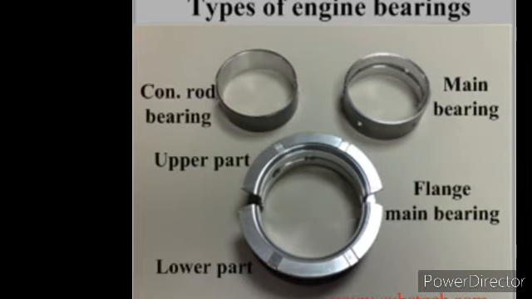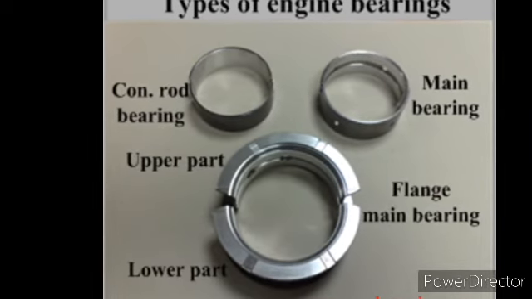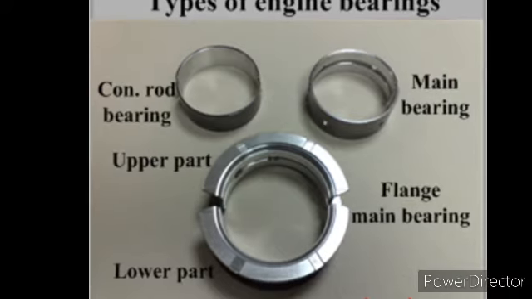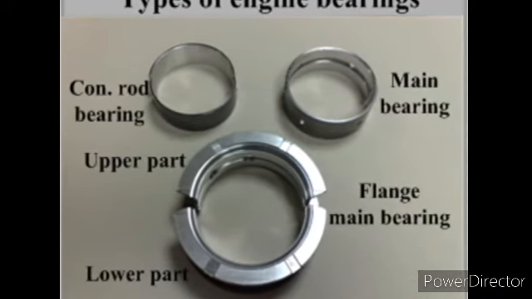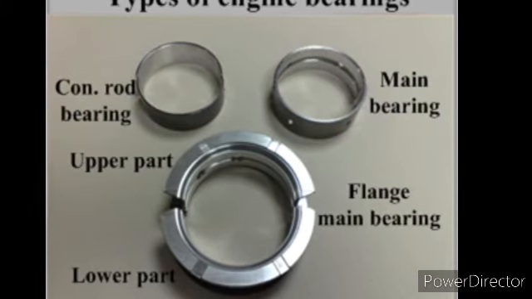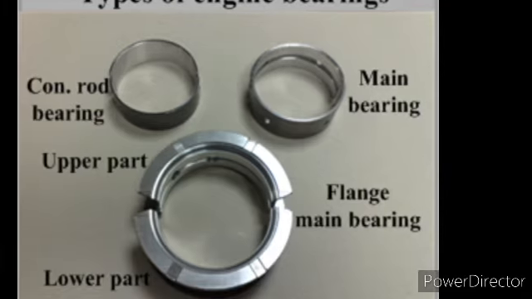Engine bearing. The crankshaft is supported by bearings. Everywhere there is a rotary action in the engine, bearings are used to support the moving parts. Their purpose is to reduce the friction and allow parts to move freely.